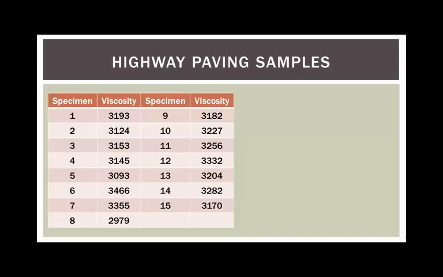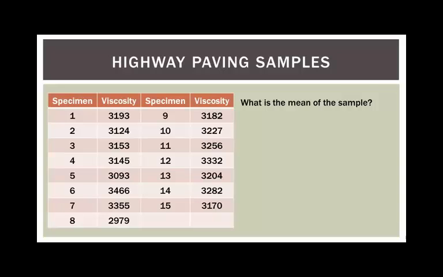So here are the 15 specimens that the manager took. In the first specimen, the viscosity was 3193, and specimen 2, 3124, etc. So these are the 15 measurements. The first question is, what is the mean or the average of this overall sample?